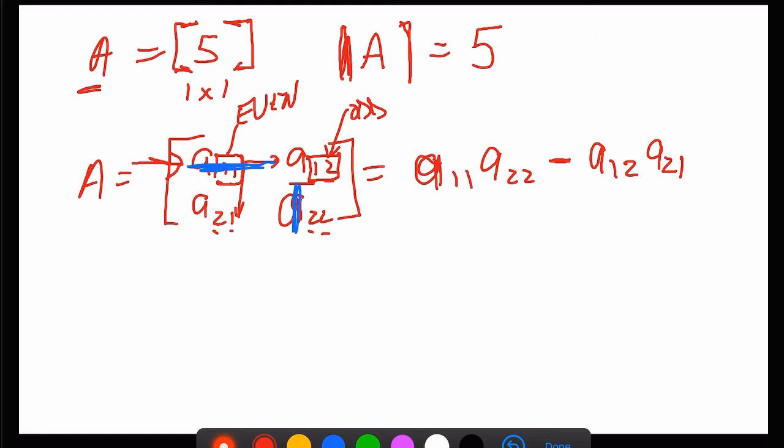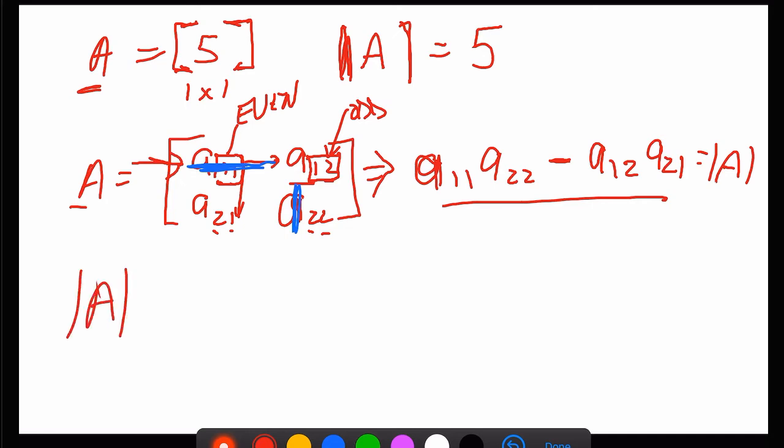Okay? We'll do some examples here in a second. Should make sense. That is the determinant. Okay? That equals the determinant of the matrix A. All right, so let's try this.